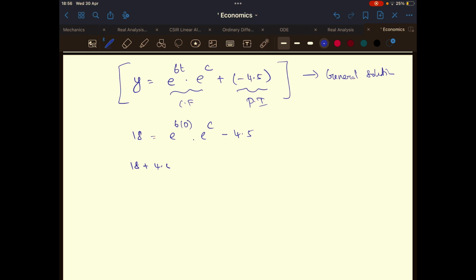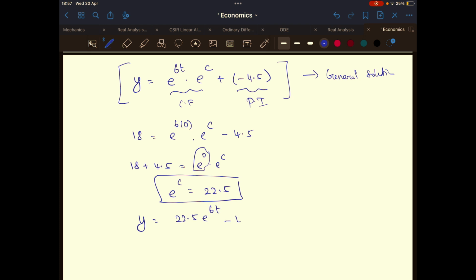Now I want to bring this minus 4.5 to this side, so it becomes 18 plus 4.5, which is e power 6 into 0, that is 0, so into e power c. Now e power 0 is 1. Anything power 0 is 1 except 0. So e power c is equal to 22.5. That's it, I need the e power c value. So y is equal to 22.5 e power 6t minus 4.5. This is my definite solution.